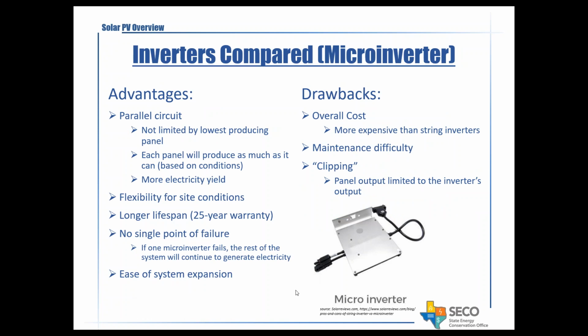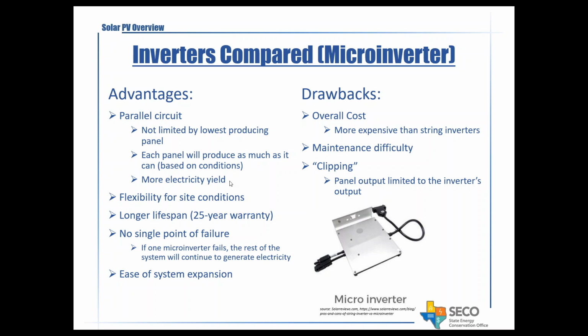So now looking at the microinverter, some of the advantages are these are in a parallel circuit configuration. So this does not limit the solar panel production based on shading of other panels. So if you have one module that's shaded or has maybe a crack or a defect, the rest of the panels should operate and produce power based on their own conditions. So it's kind of independent of what's going on with the other panels. So that's a huge advantage, especially if you have the arrays configured in different areas of your building or property.